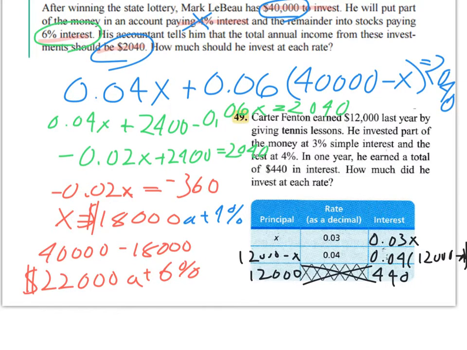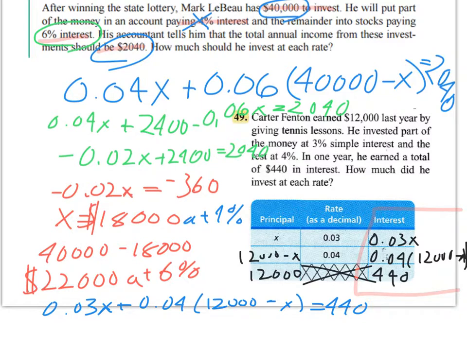But really then this right side is the formula that we will use, and I'll just put that along the bottom here. So the 0.03x plus the 0.04 times the 12,000 minus x will equal the 440. And again, you could go ahead and multiply both sides by 100 here.